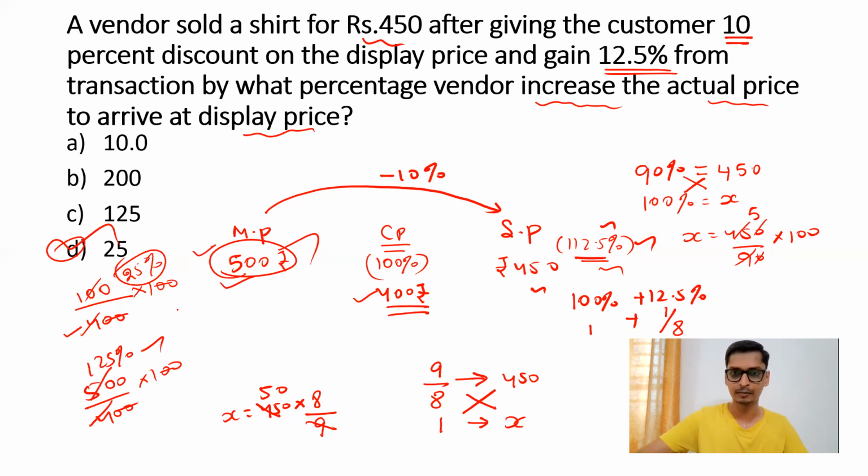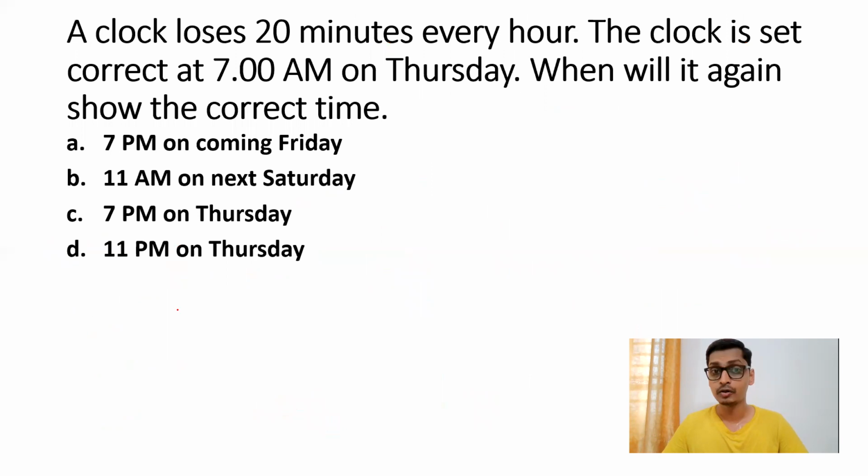We go to the next question now. A clock loses 20 minutes every hour. The clock is set correct at 7 a.m. on Thursday. When will it again show the correct time? So the clock is losing 20 minutes for every 1 hour. Now the correct time is 7 a.m. on Thursday. Again, it has to show the correct time. So if it wants to show the correct time again, it has to lose 12 hours, right? So totally it has to lose a complete 12 hours to show the correct time.